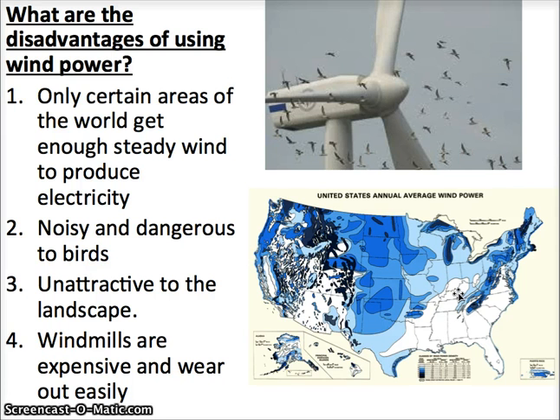Now let's talk about the disadvantages. So first of all, this is the most significant disadvantage. Only certain areas of the world get enough steady wind to produce electricity. So take a look at this map. This map kind of shows you where the strongest winds in the United States occur, and you can see it's mostly in the central states.